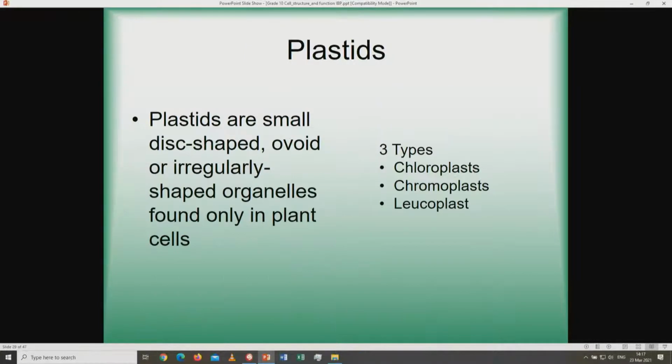Then we have plastids. The plastids are small disc shaped, ovoid or irregular shaped organelles found only in plant cells. And you get three types: the chloroplasts, the chromoplasts, and the leucoplasts. Now, the chloroplasts are the green parts found in plants and algae, whereas the chromoplasts contain the red, orange, and yellow, which are there for ripening fruits, flowers, etc. And the leucoplasts are the white plastids found in the roots of a plant.